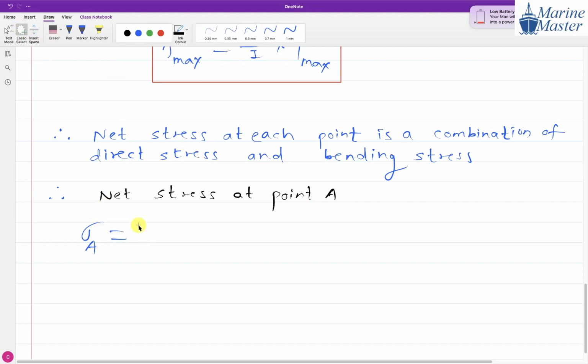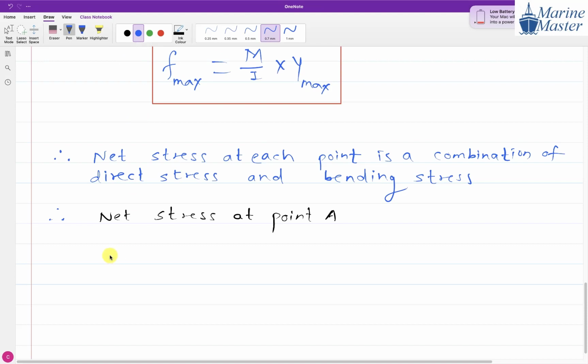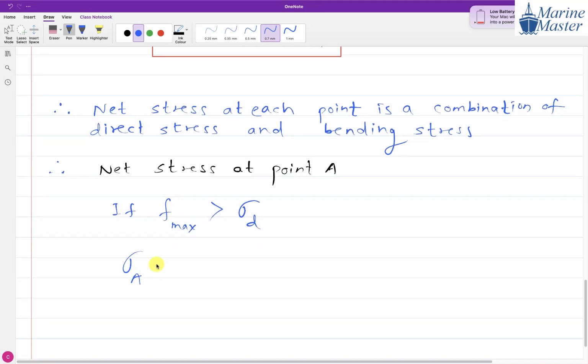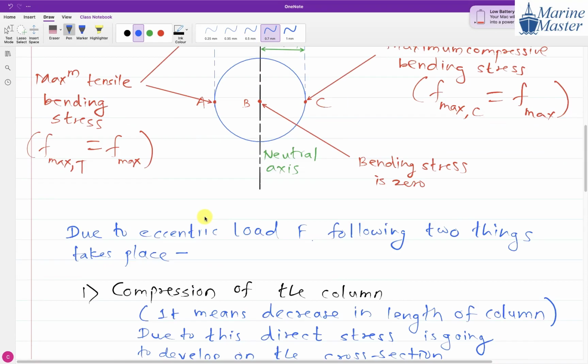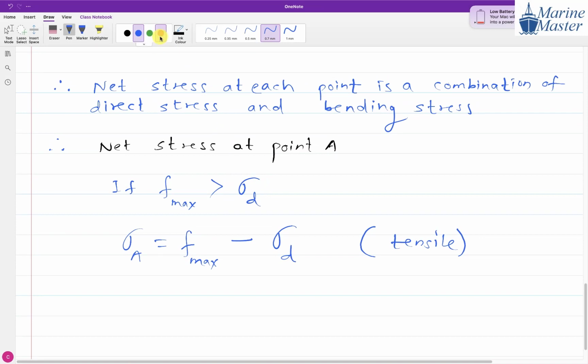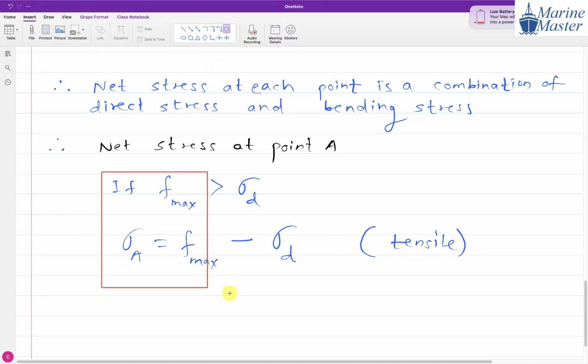So net stress at point A we can write in two ways. In one scenario, if F max is greater than sigma d, then net stress at point A will be equal to F max minus sigma d, and the nature will be tensile, because at point A the bending stress is tensile in nature. So F max minus sigma d. This is one scenario for point A.